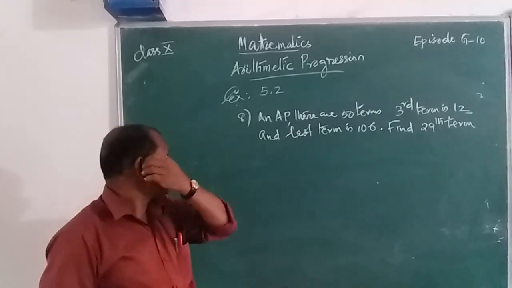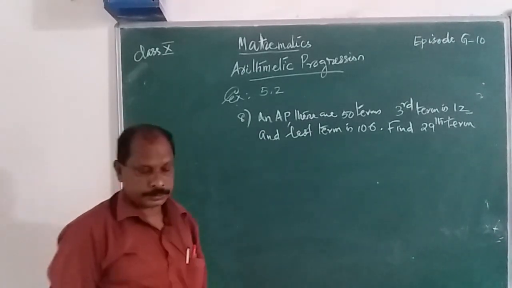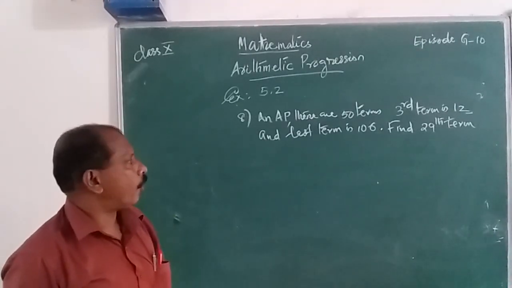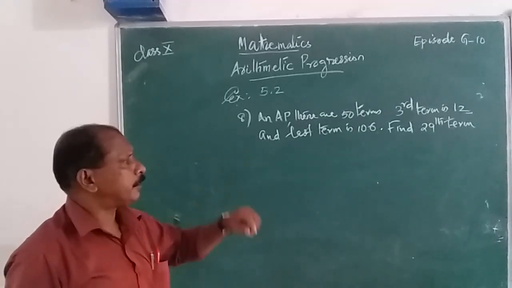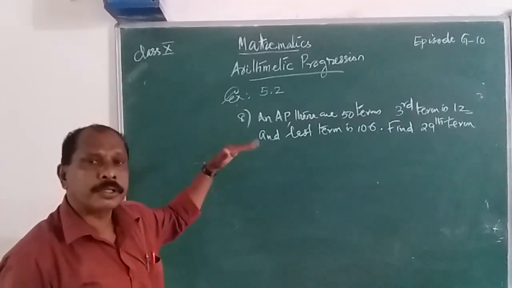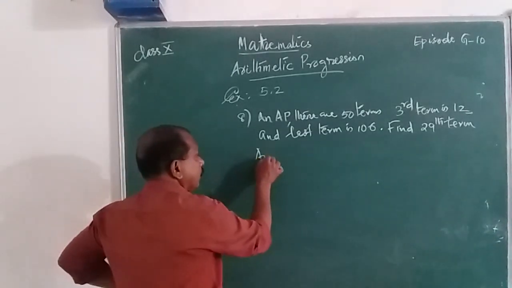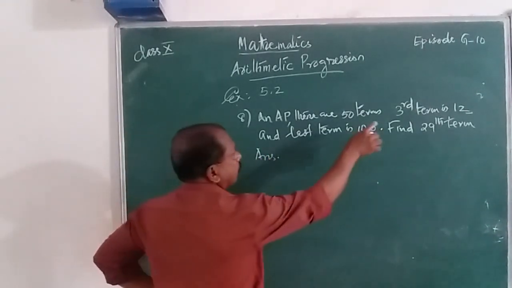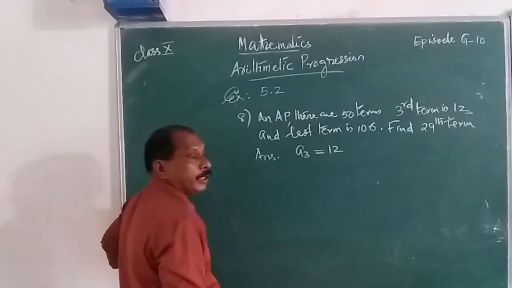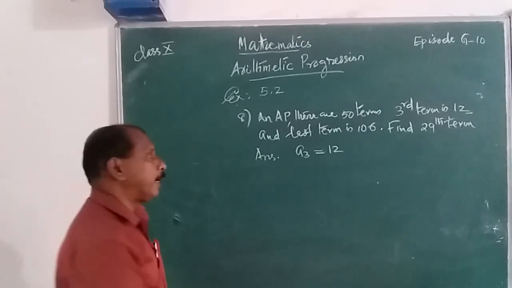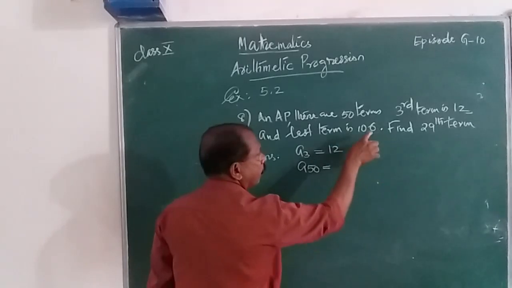Then the 8th question is, in an AP, there are 50 terms. The third term is 12, and the last term, the 50th term, is 106. Find the 29th term. Similarly to the previous question, what is the answer? Third term, A3, is equal to 12. How many terms? 50 terms. Therefore, the last term, A50, is equal to what? 106.